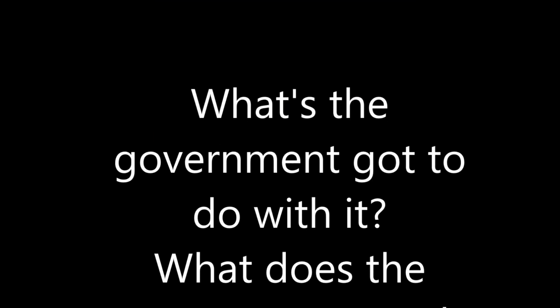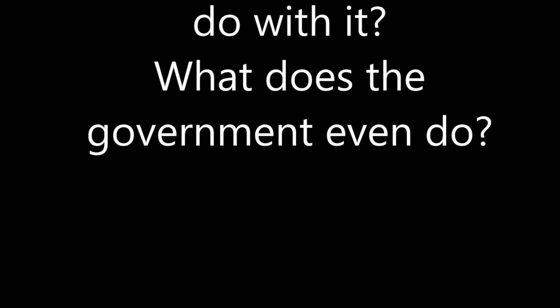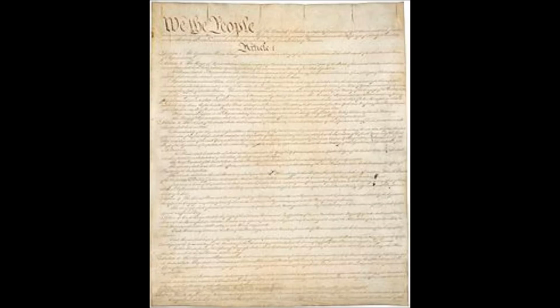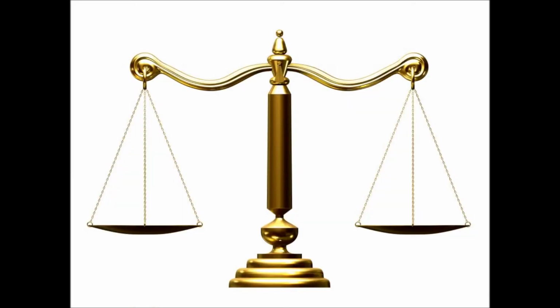Why did the government intervene? What does the government even do? This is an excellent spot to introduce the GLECs under the structure and functions of government. Students should understand how the Constitution limits the powers of the government and how the Bill of Rights guarantees us specific rights. Students also explore the 3 branches of government and how the system of checks and balances limits the power of the federal government and prevents one branch from controlling the other 2 branches.